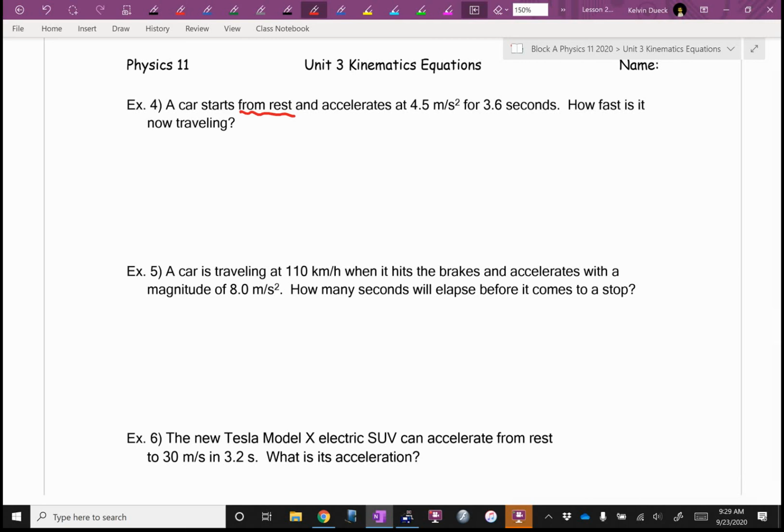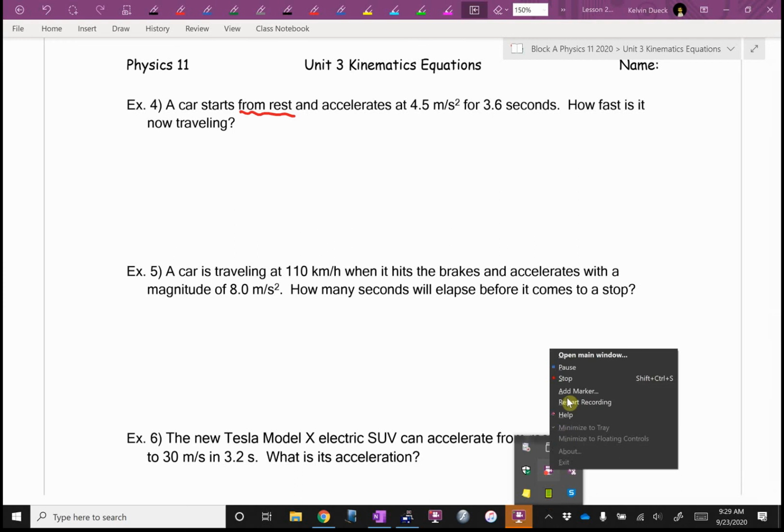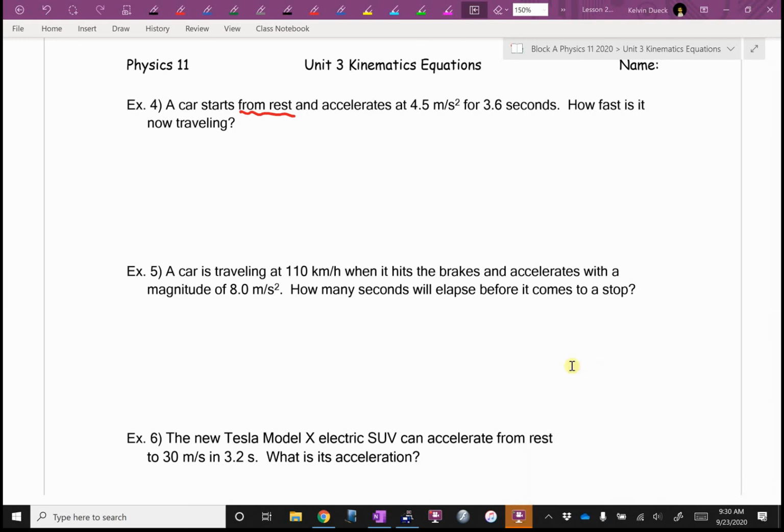What's this question asking us to find? How fast? Is this question asking me to find A, T, VI, or VF? Pause the video. What are they asking me to find, Max? You know what? Let's write down VF equals question mark. I've written something down. It's no longer blank.